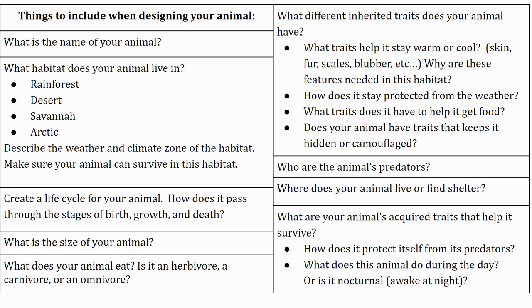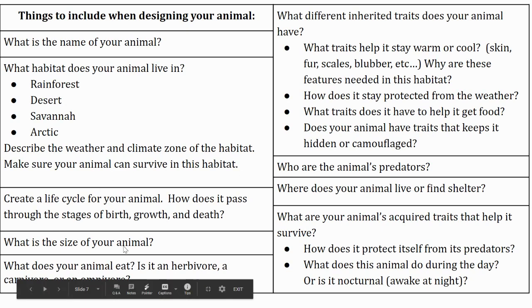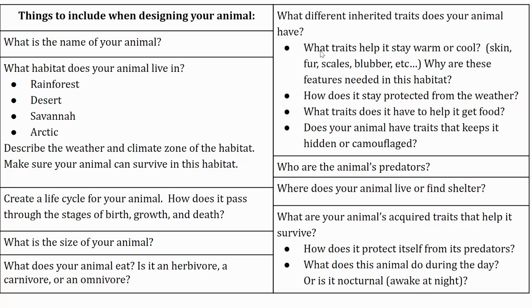And here are all the requirements. So your animal needs a name, their habitat, make sure your animal can survive the habitat, life cycle, what size is your animal? Is it an herbivore, carnivore, omnivore? And then really important, what different inherited traits does your animal have? What traits help it stay warm or cool? How does it stay protected from the weather, get food, stay hidden? Who are the animal's predators? And where does your animal live or find shelter?